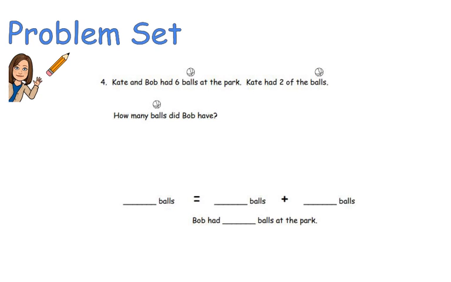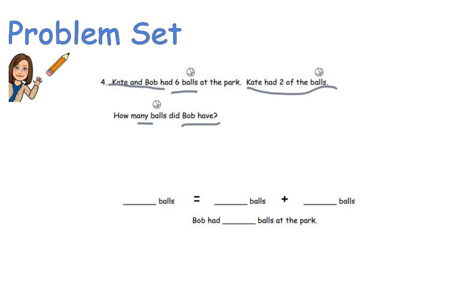Okay, turn the page. Number 4. So this is a whole math story. Let's read it together. It says, Kate and Bob had 6 balls at the park. Oh, that sounds important, so we're going to underline it. 6 balls. Kate had 2 of the balls. We're going to underline that. Again, that's important to know. The 2 of them had 6, so their names are actually important in this one. And then the question is, how many balls did Bob have?